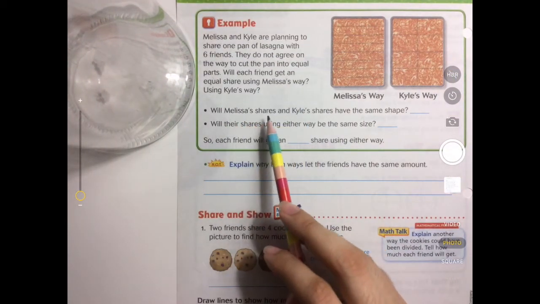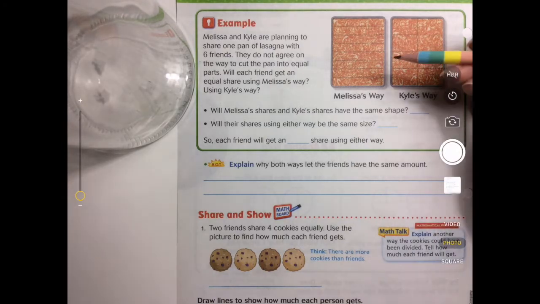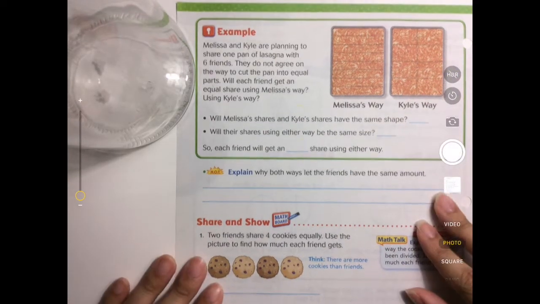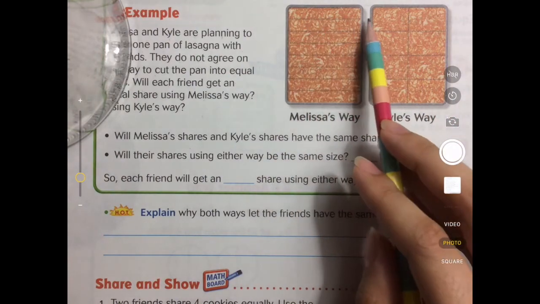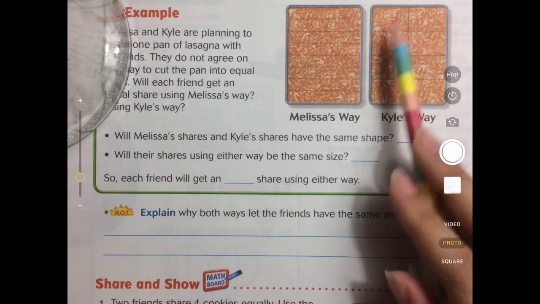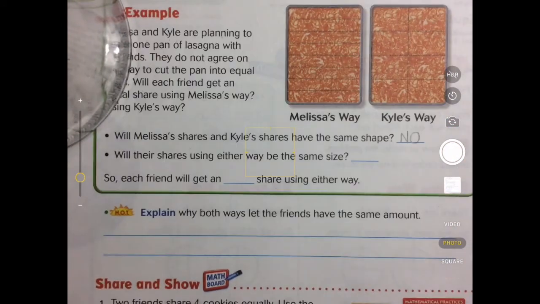So will Melissa's shares and Kyle's shares have the same shape? Well, let's look over here. Let me bring it in a little closer too. Do they have the same shape? Well, as you can see here, hers are long and skinny, his are shorter and a little thicker. So no, they do not have the same shape.